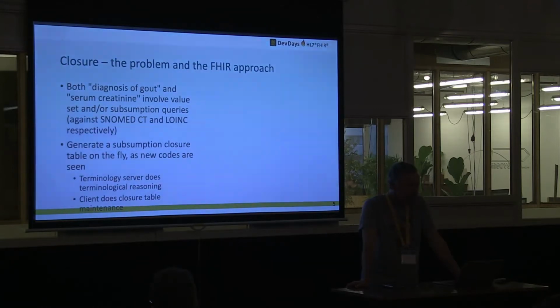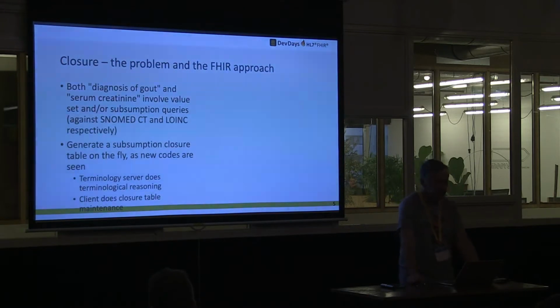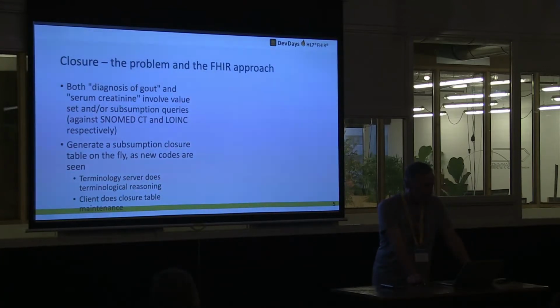But in this case, we're going to talk about something a little bit shy of going all the way there. We had both the diagnosis of gout and the serum creatinine, and they involve value sets and some subsume queries, against both SNOMED CT and LOINC. The idea of how you might operationalize that on your client side is that you generate this subsumption closure table.